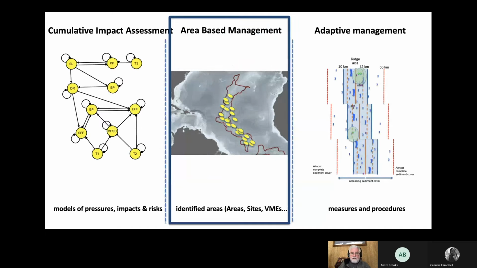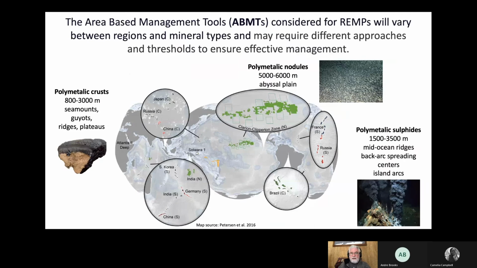Focusing in on the area-based management tools, we need to consider how they may need to differ between different kinds of seafloor regions. Areas of polymetallic crusts differ from areas of polymetallic nodules, which differ from polymetallic sulfide regions. The physical shapes, the environments, and the structure of these features are very different. And so we feel it's important to use different tools in different regions, and to use more appropriate tools for the different cases.